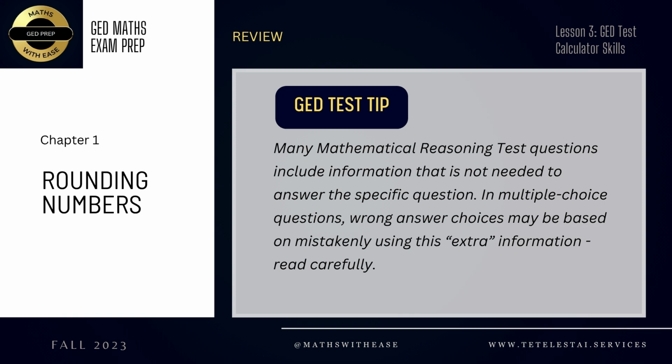Yeah, we talked about this already. Many of the mathematical reasoning questions are going to include information that you don't need to answer a specific question. And they'll even have matching answers in the multiple choice. So just make sure you don't get tricked. Make sure that you're reading the question, understanding what it's asking you, and then asking yourself, is this information that I need? And if it's not clear, try to use an example that's easy for you to understand.